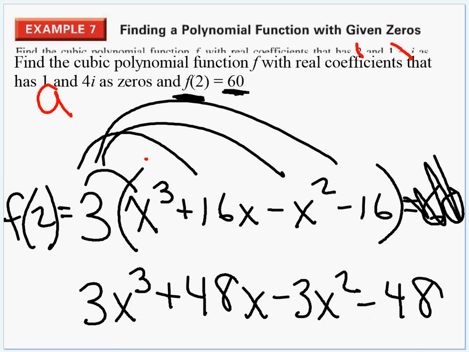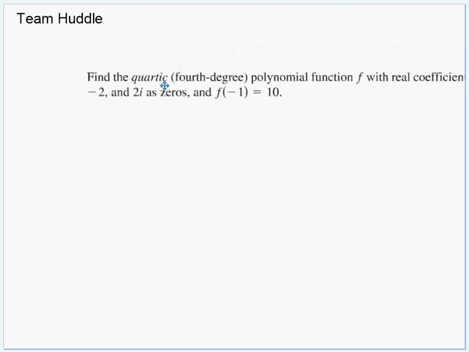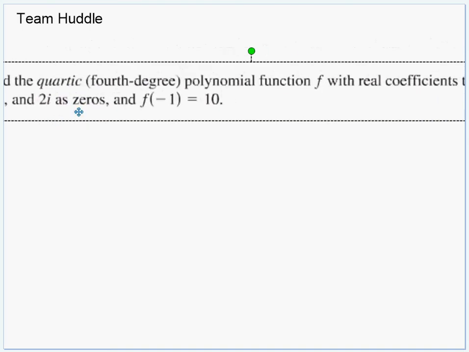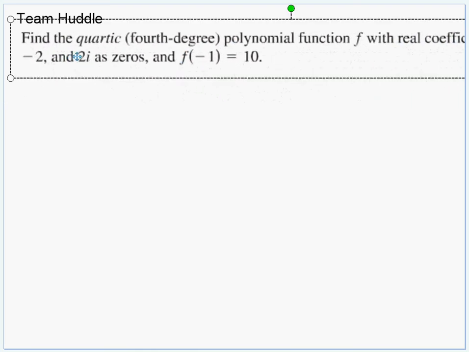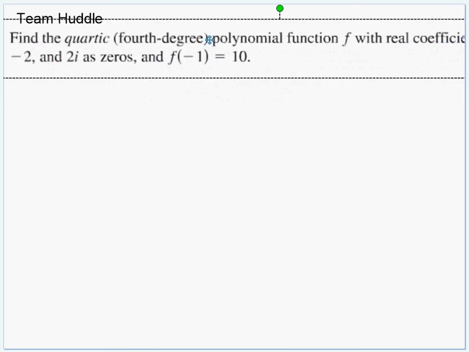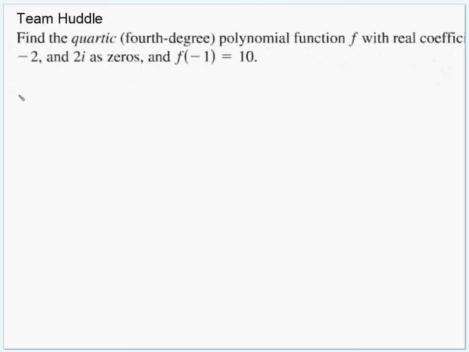All right. This is for you to try. This will be the last Huddle problem here. And of course, the homework will be on WebAssign. So pause the video and find this fourth degree equation that has real coefficients with zeros 1, -2, and 2i. Don't forget the conjugate pair. And here is your solution point to solve for a. Pause the video.